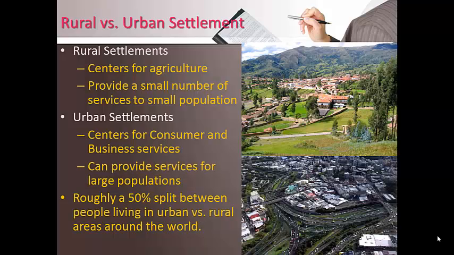Maybe self-explanatory, rural settlements are centers for agriculture, and they provide a small number of services to a small population, whereas urban settlements are centers for consumer and business services, and they provide a large amount of services for a large population. What is interesting is that as of recent times, there is roughly a 50% split between people living in urban versus rural areas around the world, the first time ever.